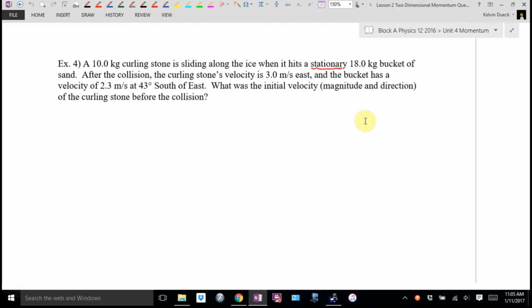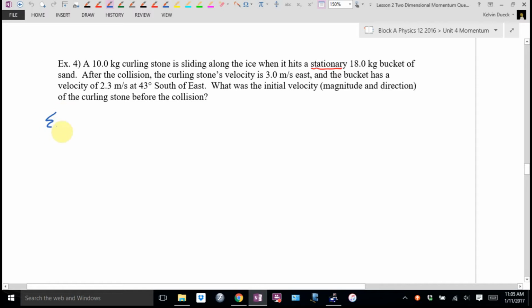So here's a curling example, but I have it hitting a bucket just so that the masses aren't identical and don't cancel, because in real life curling rocks are all the same mass. I didn't give you a picture. Okay, well, is there a collision? Yeah, this is a job for conservation of momentum.